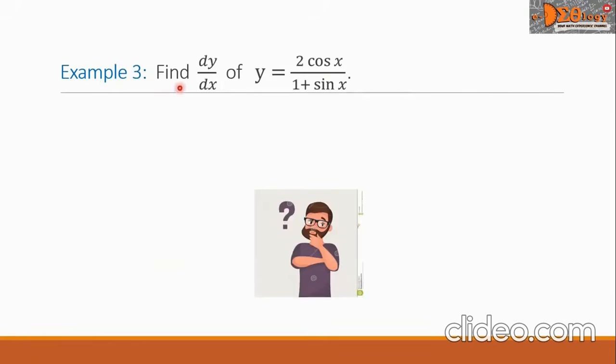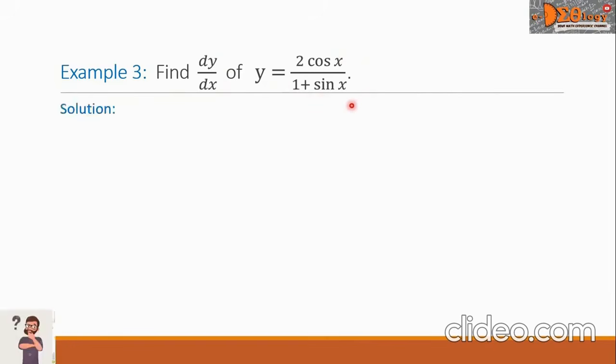Example 3. Find dy over dx of y equals the fraction 2 times cosine x all over 1 plus sine x. For our solution, let us observe that our function here is a quotient. So we write the quotient rule.